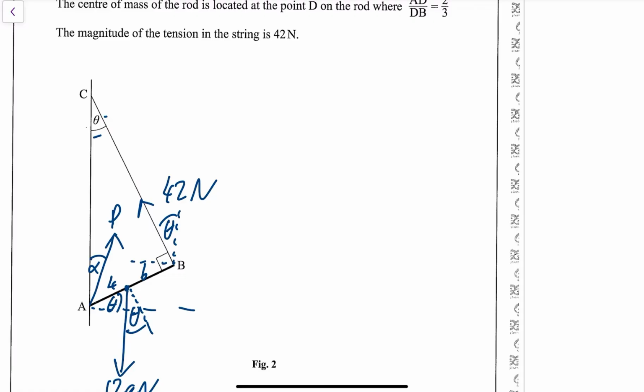So we're going to take moments about A. This is my part 2, by the way, just doing it here so that I can see my diagram. I'm doing clockwise equals anti-clockwise. The reason I'm taking moments about A is this horrible force here, P going at an angle alpha, I can forget about it because it acts through A.